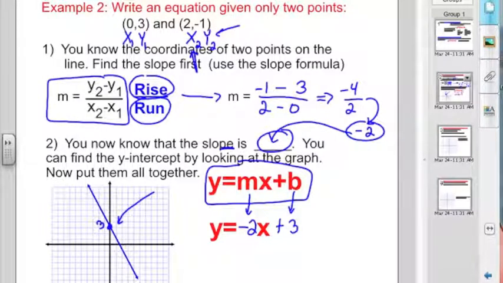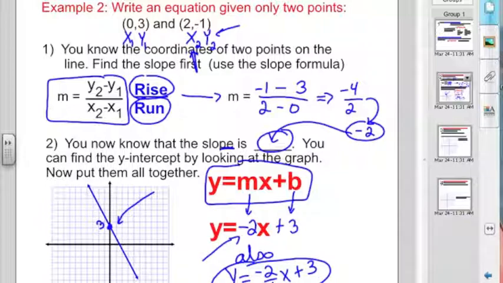Now, that is the simplified answer, but also think of this as y equals negative 2 over 1, x plus 3. The top is just a more simplified version of the bottom equation. But if you have to think of rise over run, it's going to be negative 2 over 1. But it's basically the same thing as negative 2.